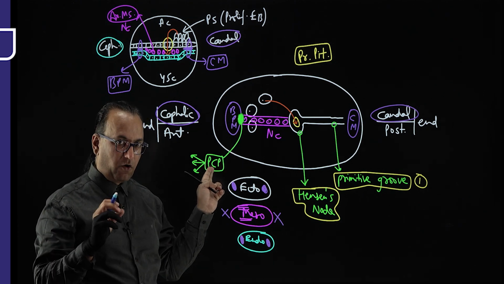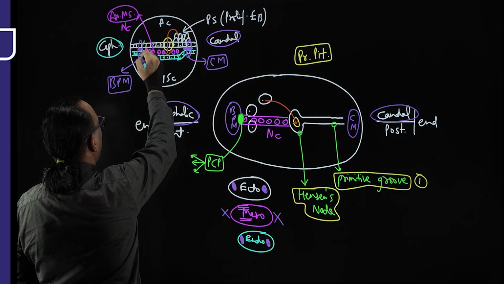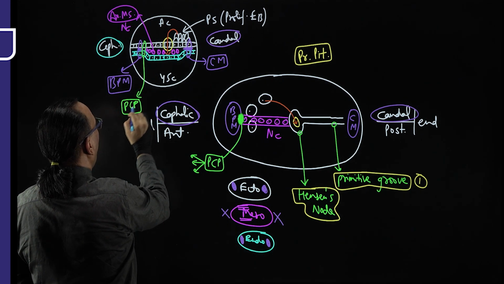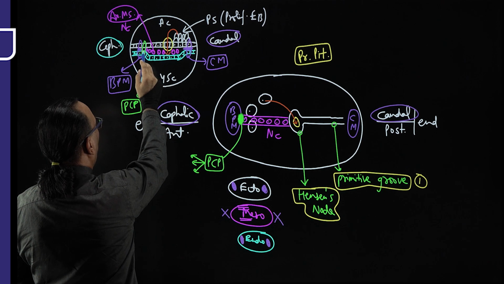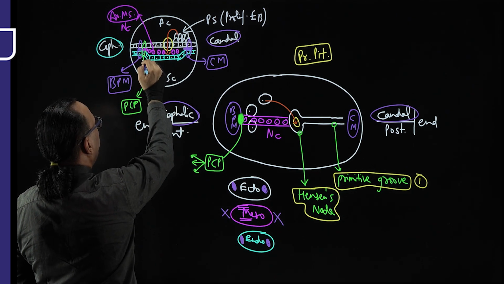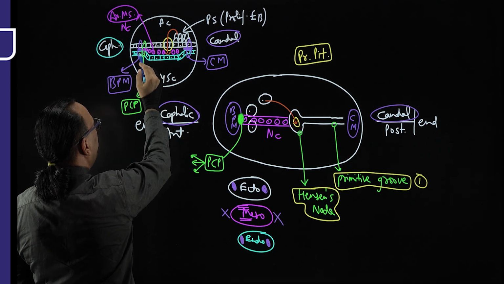You can show the precaudal plate here as well. This is the region of precaudal plate. As the name suggests, precaudal plate is before the notochord, hence the name precaudal plate. But precaudal plate will have all the three germ layers. It will have the ectoderm, mesoderm, as well as endoderm.